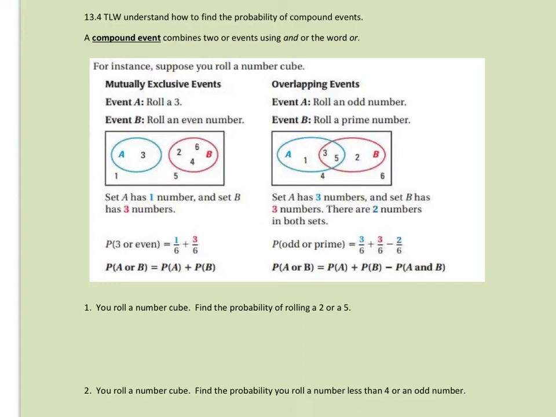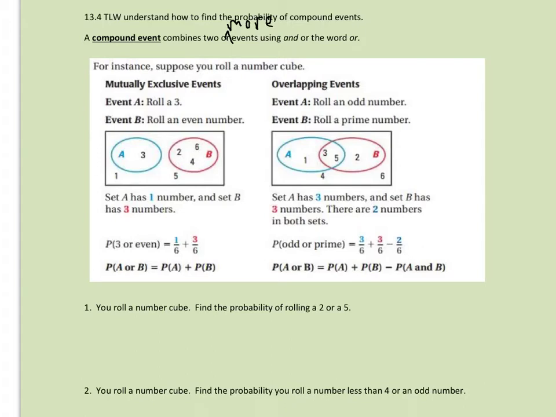Alright guys, today's goal: the learner will understand how to find the probability of compound events. A compound event combines two or more events using "and" or the word "or."